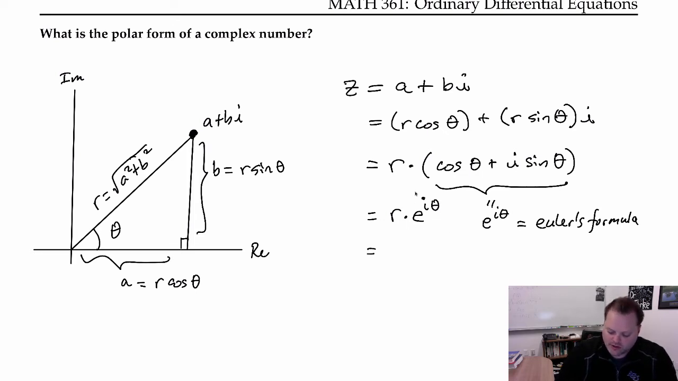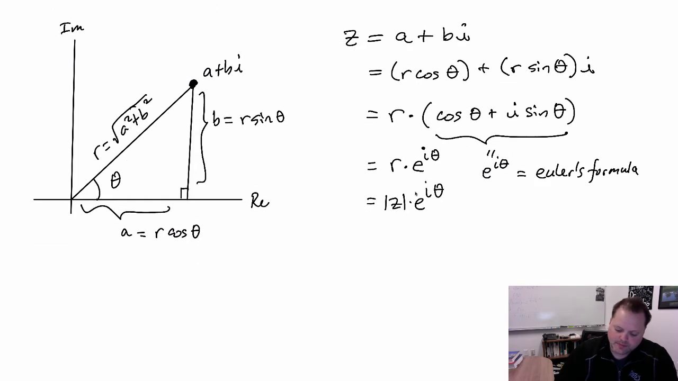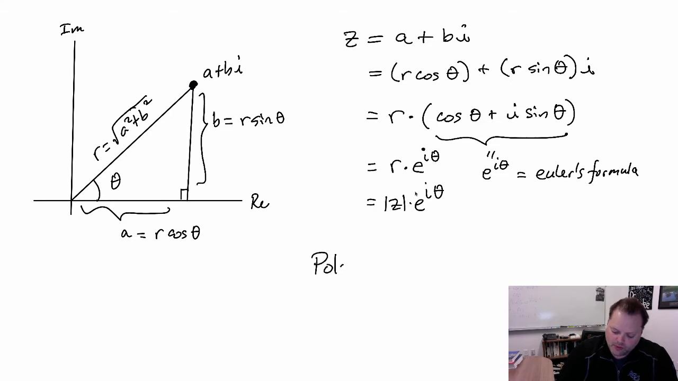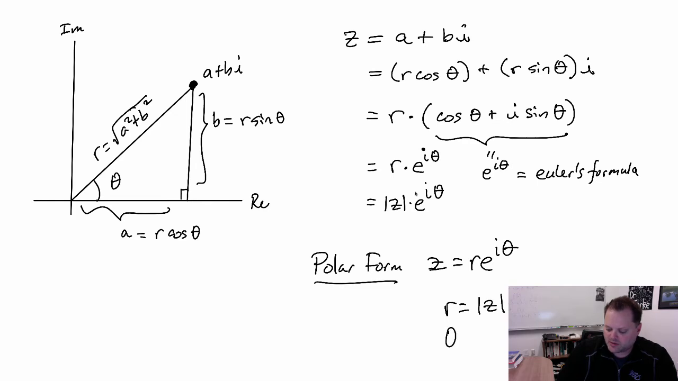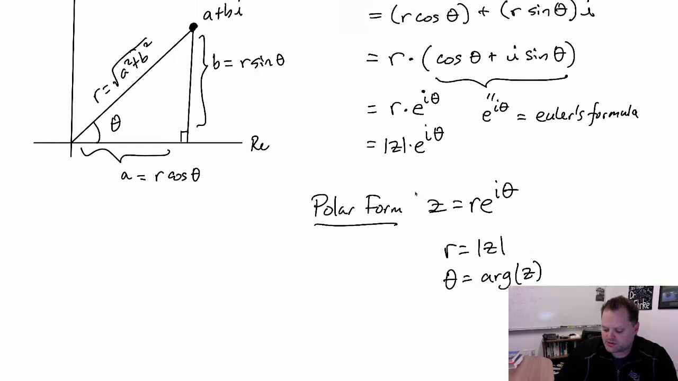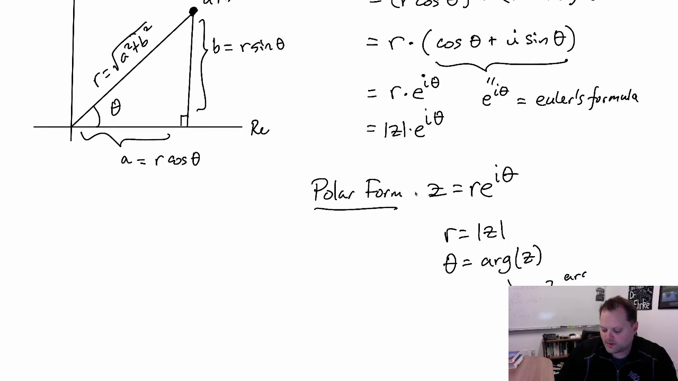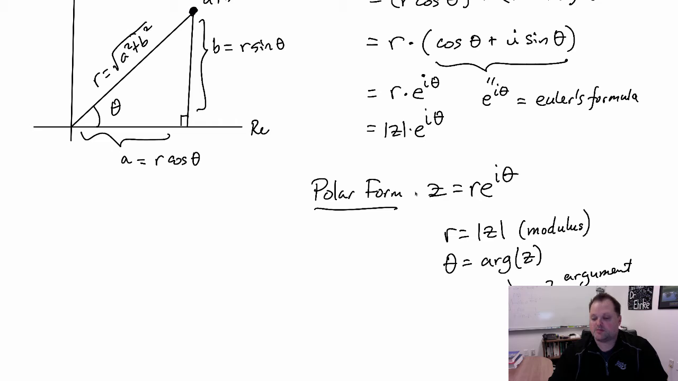And remember, r here is just the modulus of the complex number, so you'll often see it written like this. So the polar form of a complex number is when it's written in this form, r e to the i theta. And this is where r is the modulus of the complex number, and theta is equal to something called the arg of z, which is the word argument. So it's called the argument of the complex number. And this is the modulus of the complex number.